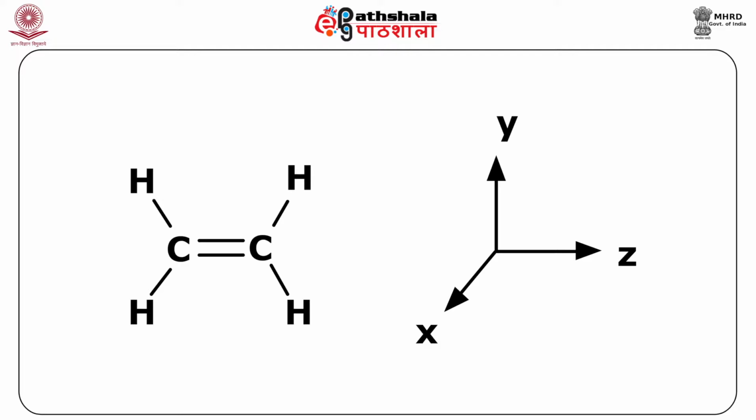Each carbon atom is sp2 hybridized. Which are the orbitals involved in this hybridization? One is the 2s orbital, and then the in-plane p orbitals, py and pz. So the 2s, 2py and 2pz orbitals are involved in sp2 hybridization, and 3 bonds are formed by each carbon atom in the molecular plane, one with each of the hydrogen atoms and one with the other carbon atom. This is the sigma framework of the molecule.